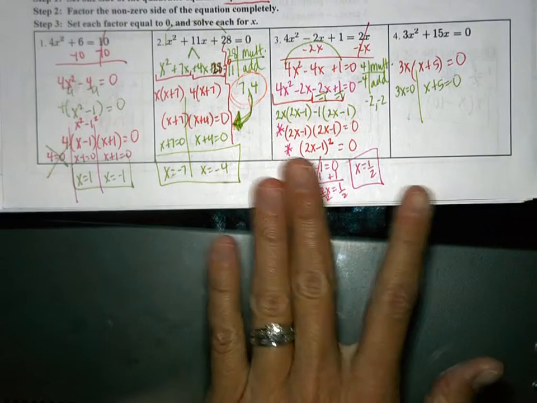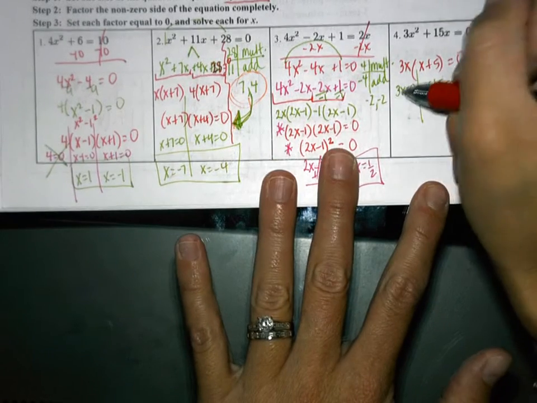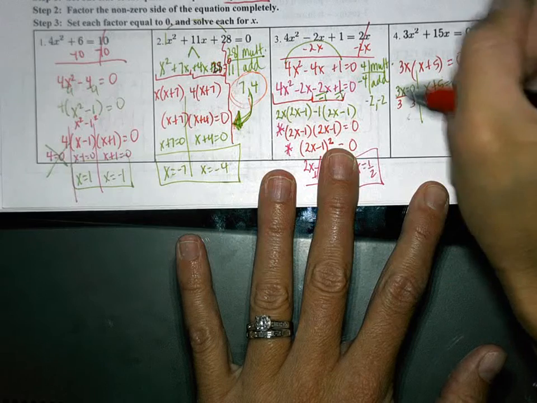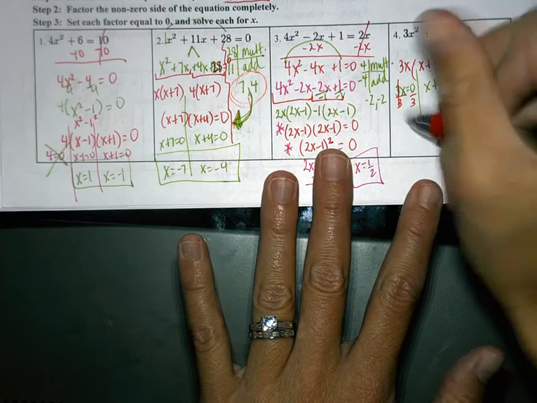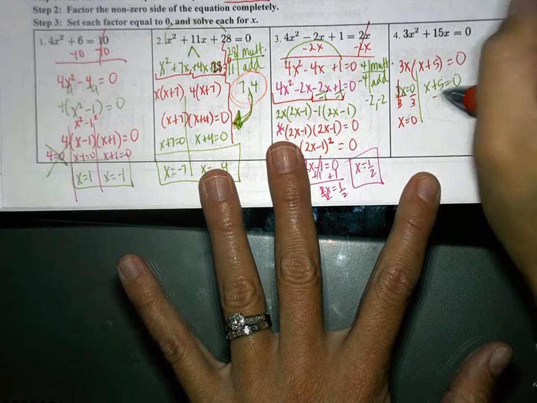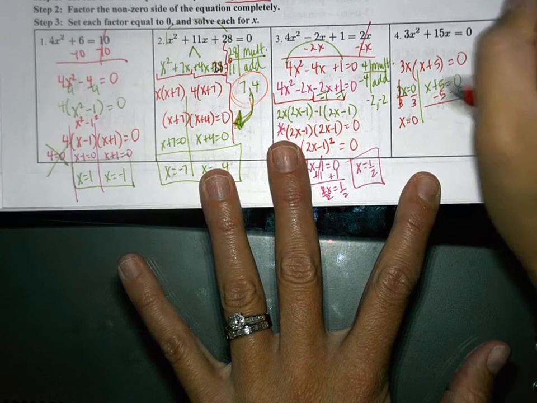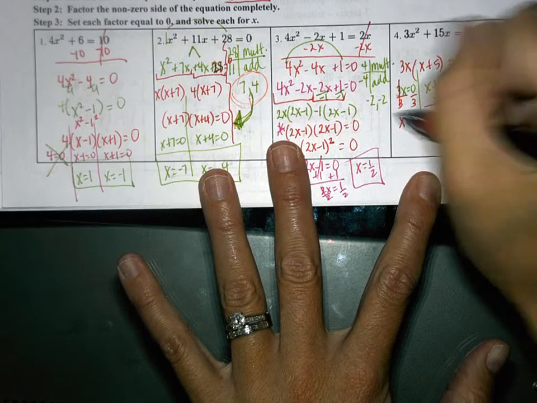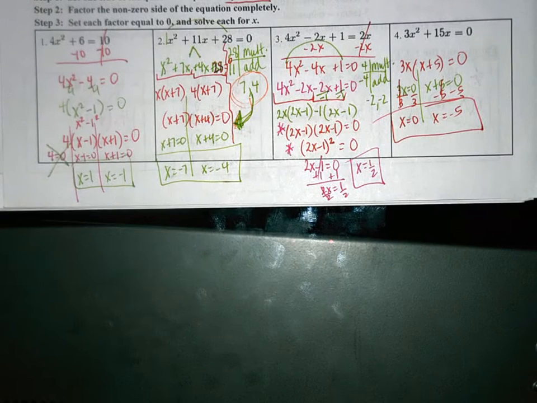For the 3x equals 0, if you divide both sides by 3 in order to get x by itself, what does x equal? 0. 0 divided by anything is 0. And then here we subtract 5 and get x equals negative 5. So those are my two answers. Okay, any questions?